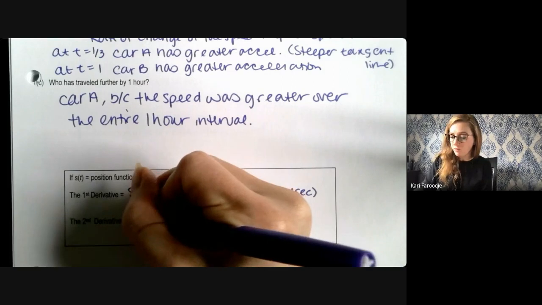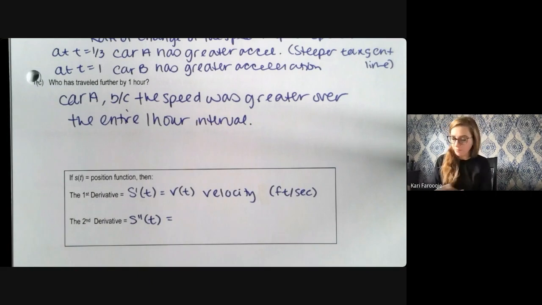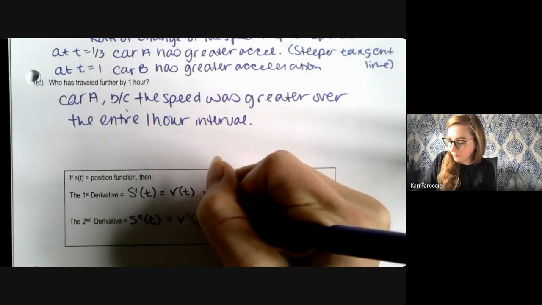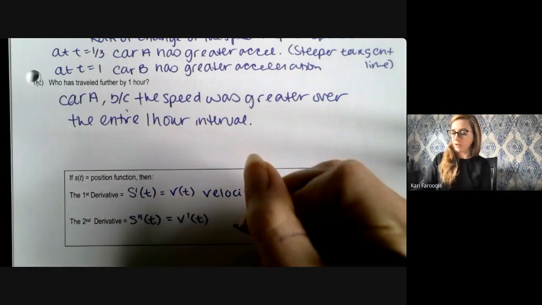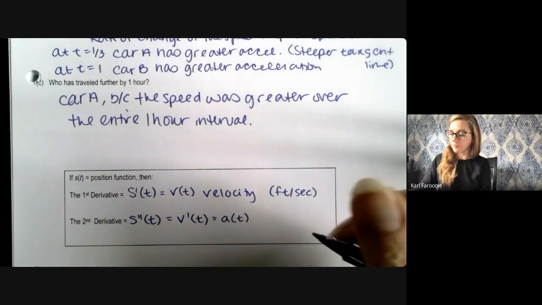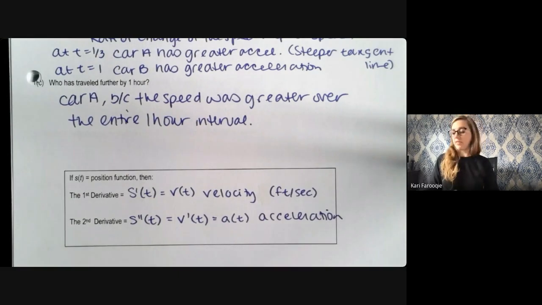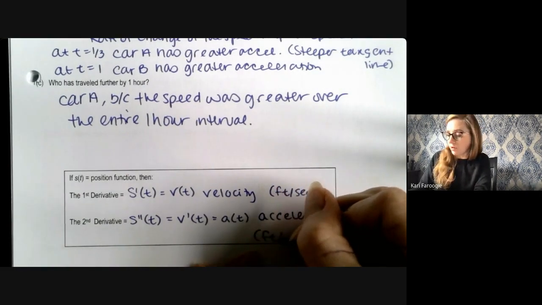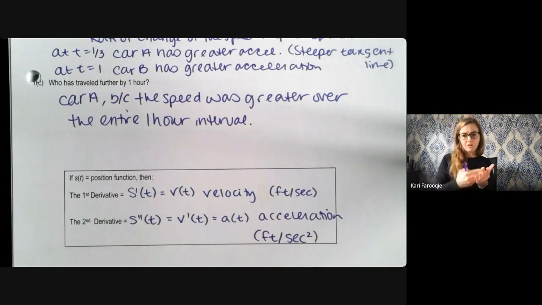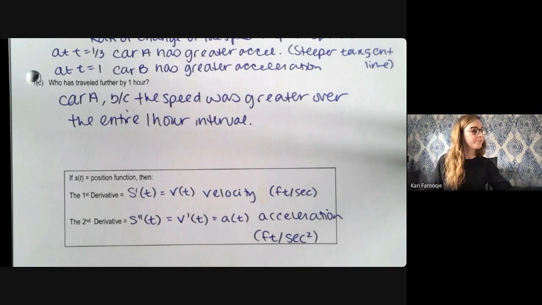Now, the second derivative is s double prime of t. That's kind of how we use that notation. S double prime of t is v prime of t, and we usually denote this a of t for acceleration. And that is measured in feet per second squared, which might seem odd, but it's feet per second. So the two values in the denominator get multiplied together, thus feet per second squared. So that's kind of how these derivatives work together with the position functions.